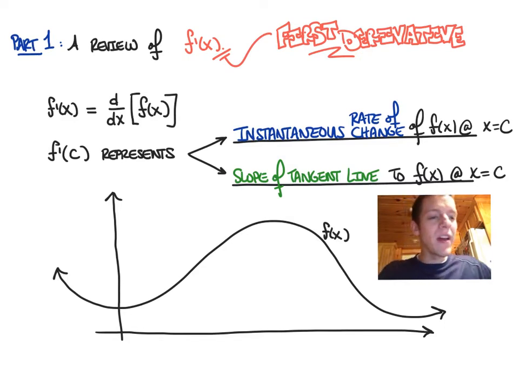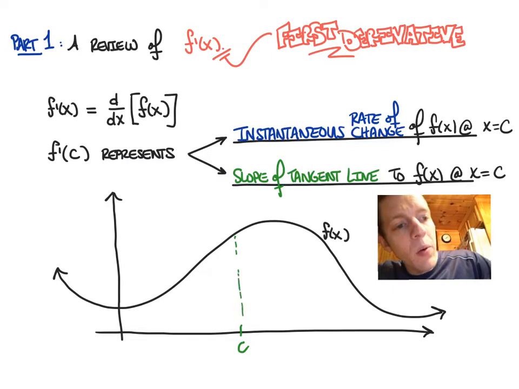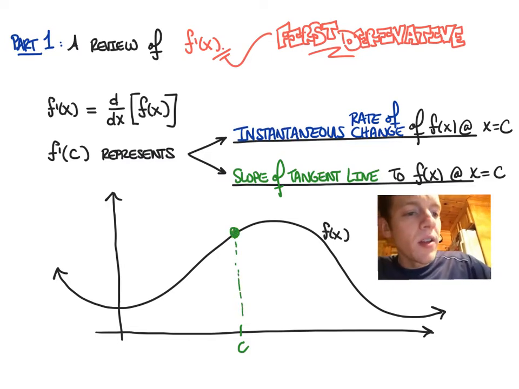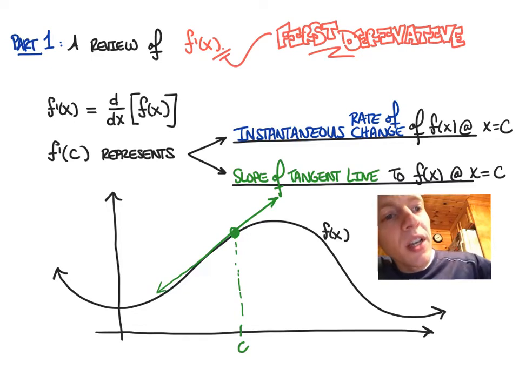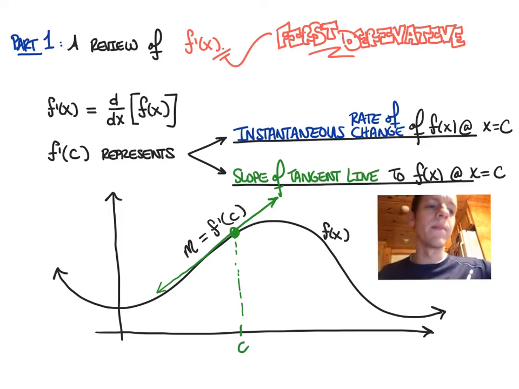So if I've drawn f of x down here, and you pick, say, a point c down here, you go up to the graph, find that point on the graph, and draw your point. Your tangent line is the line that just grazes the graph at that point. This is your tangent line. It's going to have a particular slope, m, and that slope will be exactly equal to f prime of c, the derivative evaluated at c.